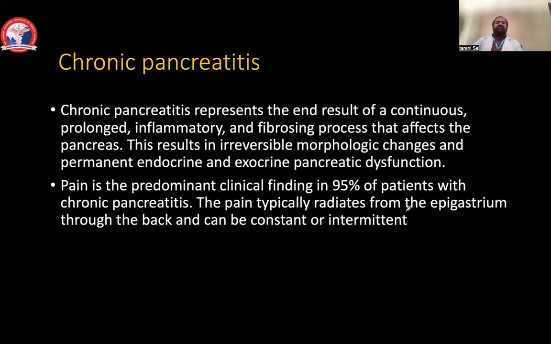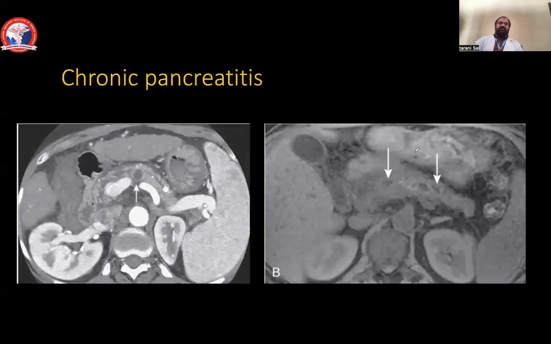Chronic pancreatitis represents the end result of a continuous, prolonged inflammatory and fibrosing process that affects the pancreas. This results in irreversible morphologic changes and permanent endocrine or exocrine pancreatic dysfunction. Pain is the predominant clinical finding in 95% of patients with chronic pancreatitis. The pain typically radiates from the epigastrium through the back and can be constant or intermittent.